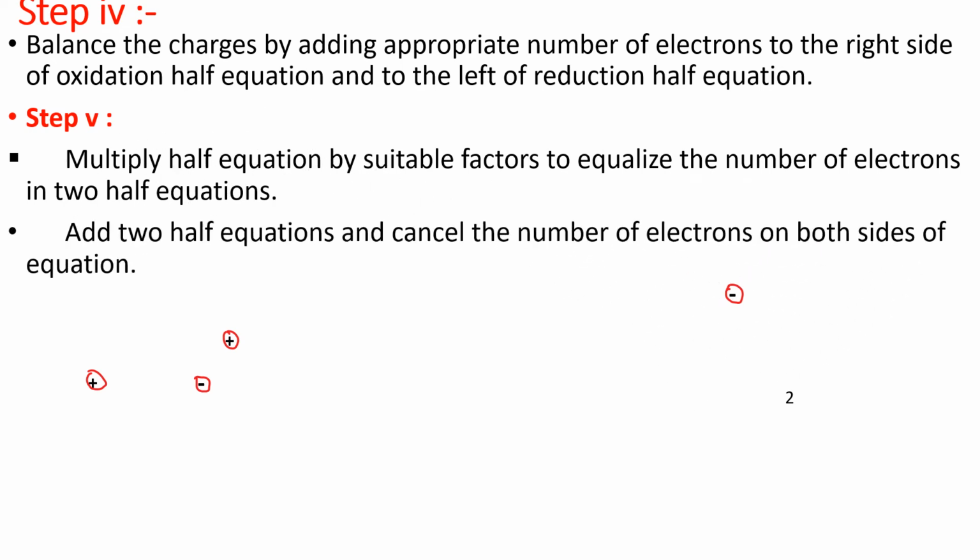In step number 4, first balance the charges by adding an appropriate number of electrons to the right side of the oxidation half equation and to the left side of the reduction half equation. Then in step 5, multiply the half equations by a suitable factor to equalize the number of electrons in the two half equations. After that, add both equations and cancel the electrons on both sides of the equation.